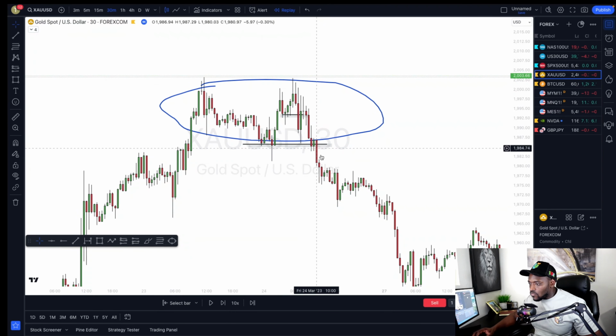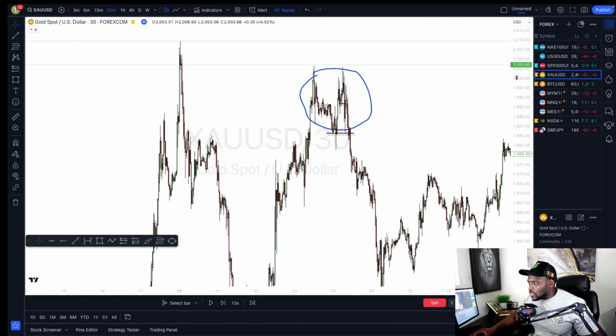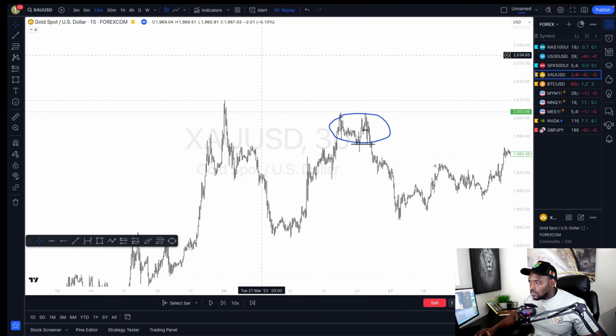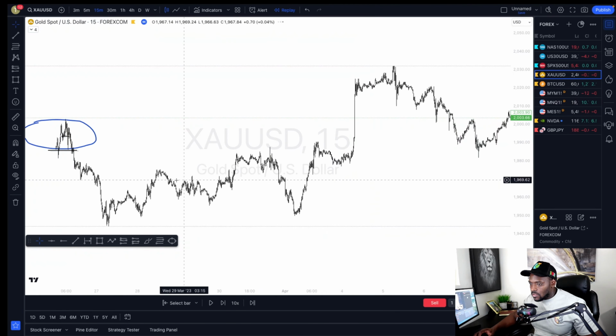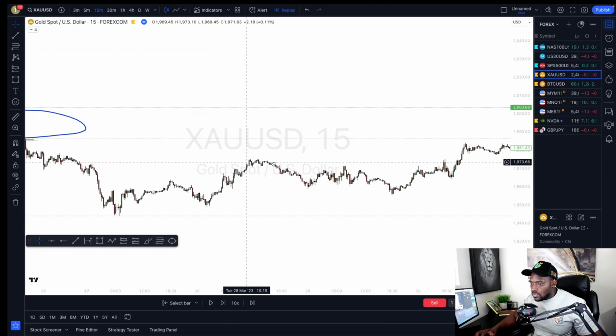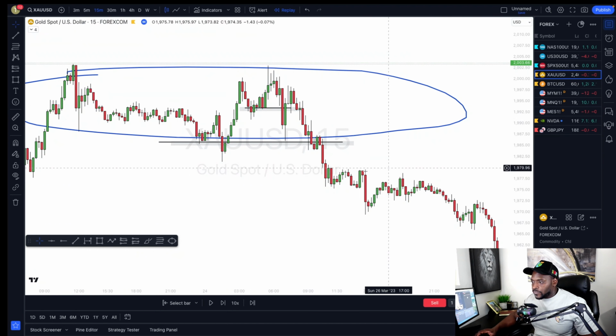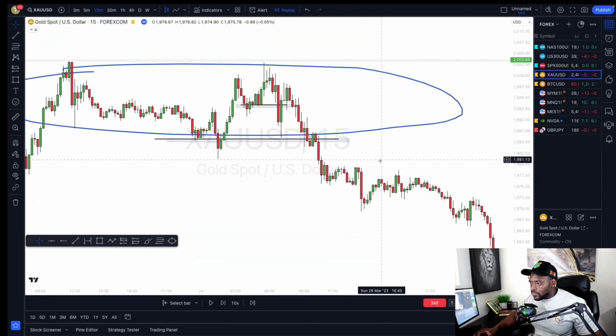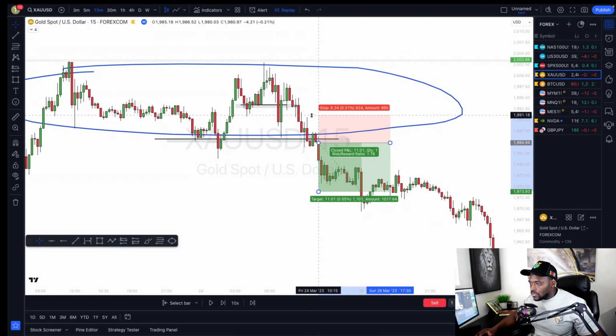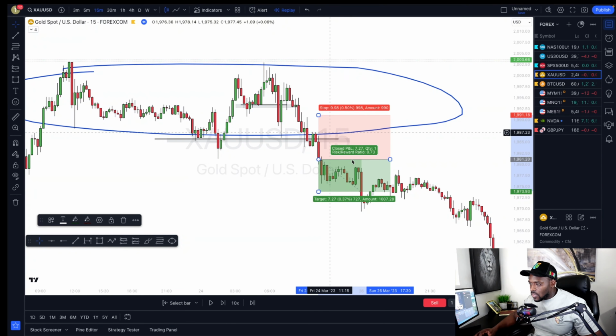But then you also have one here. Now I'm not sure if it'll give me, all right, cool. So you see how we very slightly broke this support, very slightly, and then retested it, and then got a continuation entry down here, right? You could have taken an aggressive entry if you liked, or a more conservative entry, whichever one.